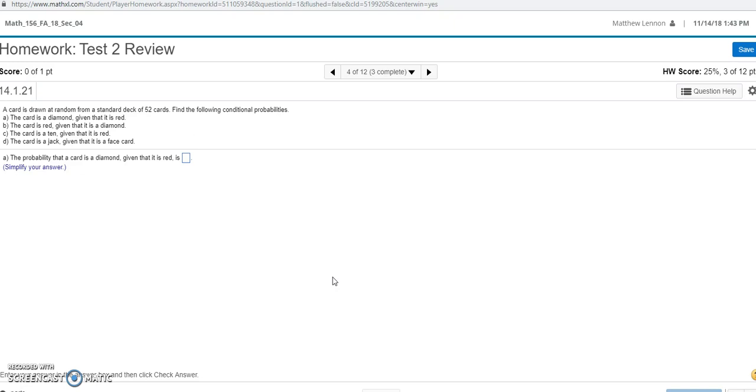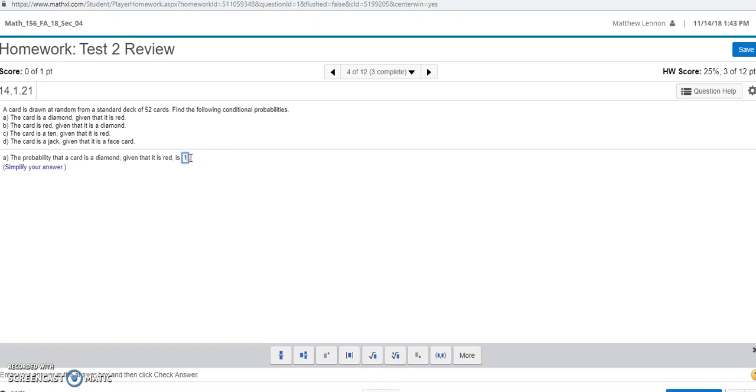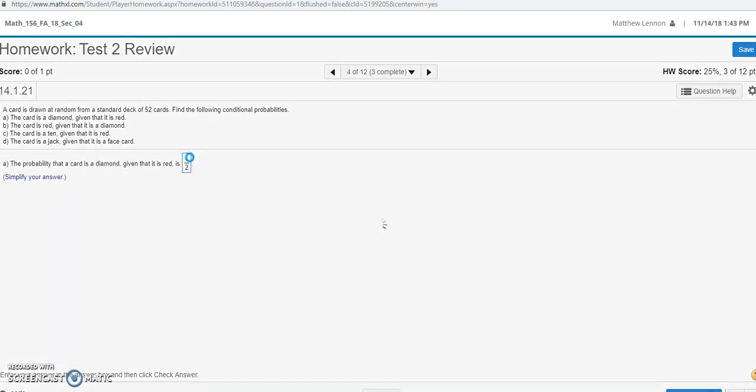So if you had a red card, what are the possibilities? Well, there's only diamonds and hearts. So that would be 1 out of 2, or 0.5. The one thing that's interesting here, they do want it in terms of the lowest term fraction. So if we answered 13 out of 26, because there's 13 total diamonds out of 26, it'll mark it wrong. So you want to put 1/2 there. So simplify your fractions.